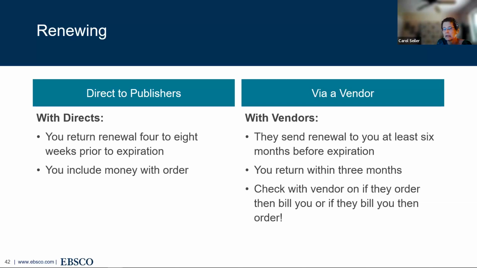Then you've got to get your money together. Then you've got to give it to the vendor, who then gets it to the publisher. That's going to delay things, so be aware of that. You want a vendor who pays for it in advance. When they order, they send the money, and then they bill you, the library, to get the money back because you've already agreed to pay for it.